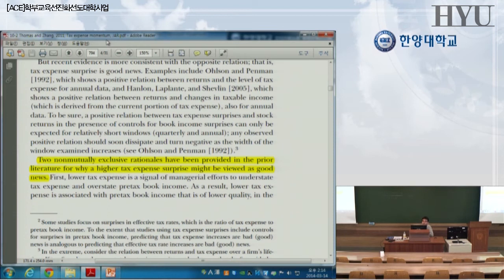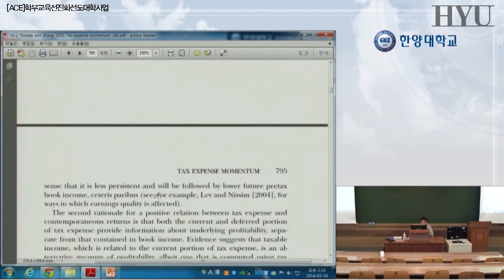In that case, the reported earnings of this period should have low quality. As a result, lower tax expense is associated with pre-tax book income that is of lower quality, in the sense that it is less persistent and will be followed by lower future pre-tax book income. So it is in a sense the opposite of your argument. If a firm pays a low amount of tax, then clearly they receive more money, but the quality of earnings is low. It means that future earnings should be lower.